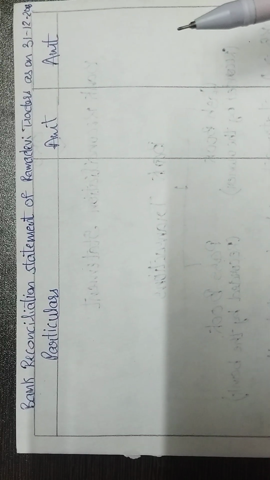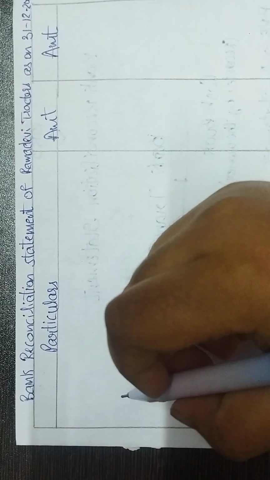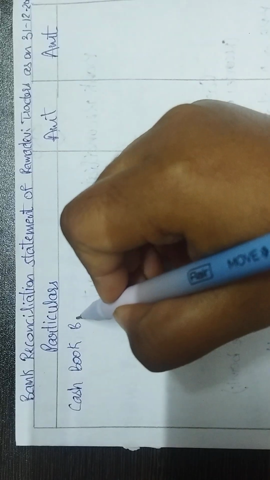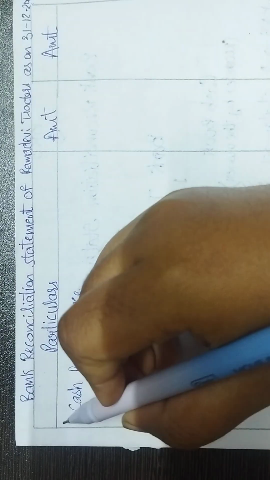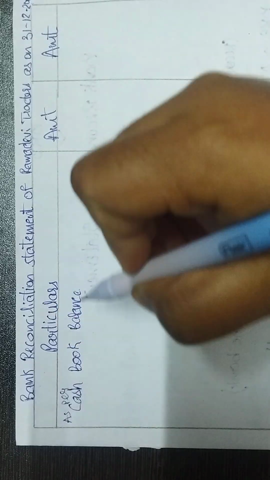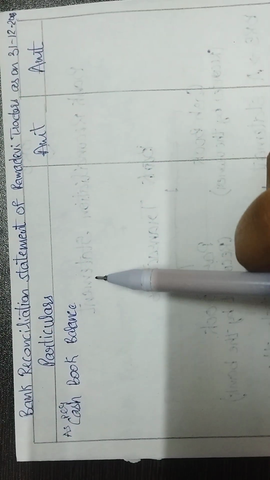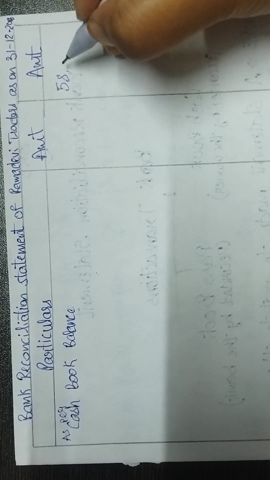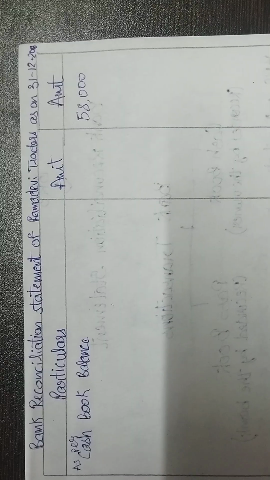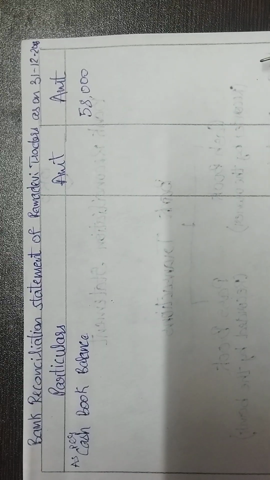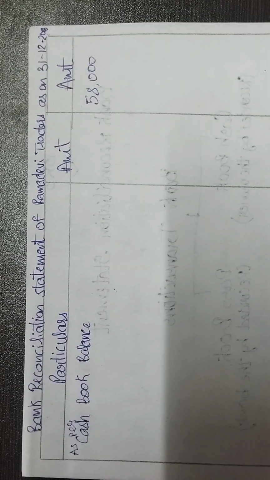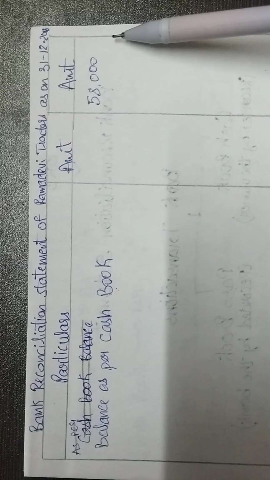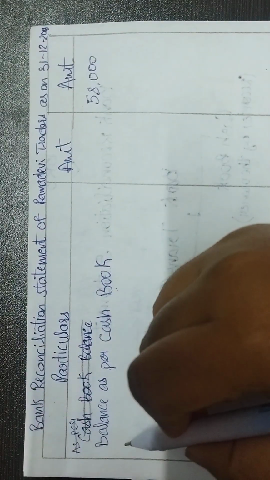Which balance have they given? Cash book balance. So we have to write it as per cash book balance, and then you have to enter the amount, which is 58,000, in the outer column. As I already told you, this is the inner column and this is the outer column. You have to write it as balance as per cash book, 58,000. Now we have to write add according to the pro forma.